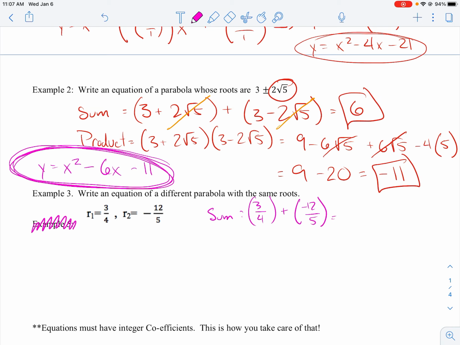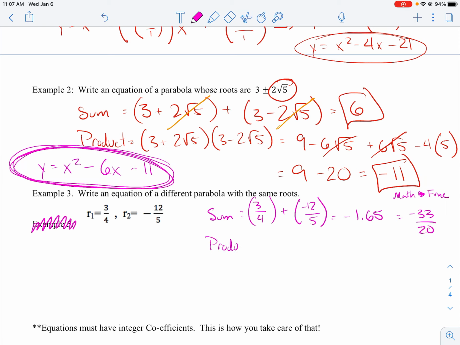If you are curious about this trick, ask me in class. I go 3/4 plus a negative 12/5 in my calculator, and that gives me a negative 1.65. And then I hit the math frac, so I hit math frac, enter again, and I get negative 33/20. So that'll save you some time.